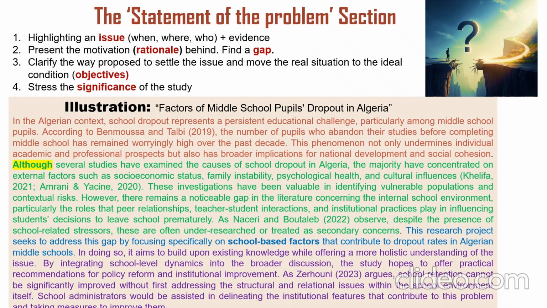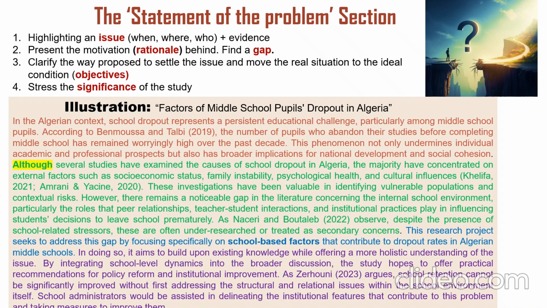These investigations have been valuable in identifying vulnerable populations and contextual risks. At this point, the researcher can go further if needed, and this depends on the level of research, whether it is an advanced level, doctoral level, or just a master's level. You can go deeply into the studies and focus on each separate study, telling about what's important, focusing on the methodology if you want to, or focusing on the findings if you want to. But here it is just mentioned briefly, it is summarized.